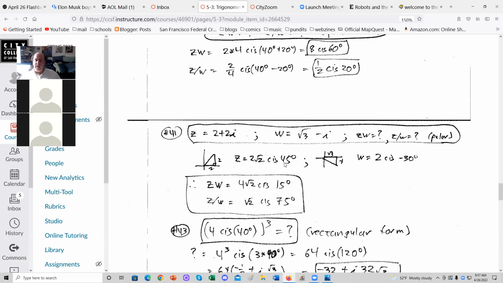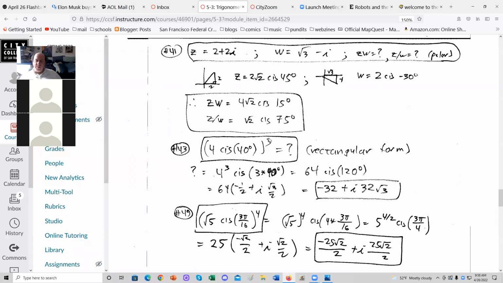Okay, their product, well, you can multiply the lengths. 2 root 2 times 2 is 4 root 2. Cis of, add the angles, 45 minus 30 is 15. 4 root 2 cis 15 degrees. Their ratio, we take the ratio of their lengths. 2 root 2 over 2 is root 2. We take the difference of their angles. 45 minus negative 30 degrees is 45 plus 30, which is 75 degrees. So the ratio is root 2 cis 75 degrees.